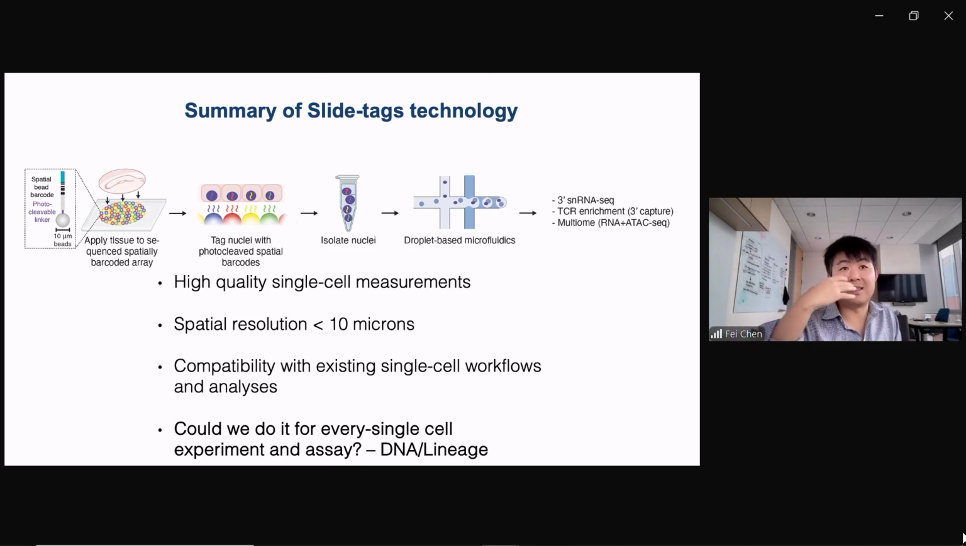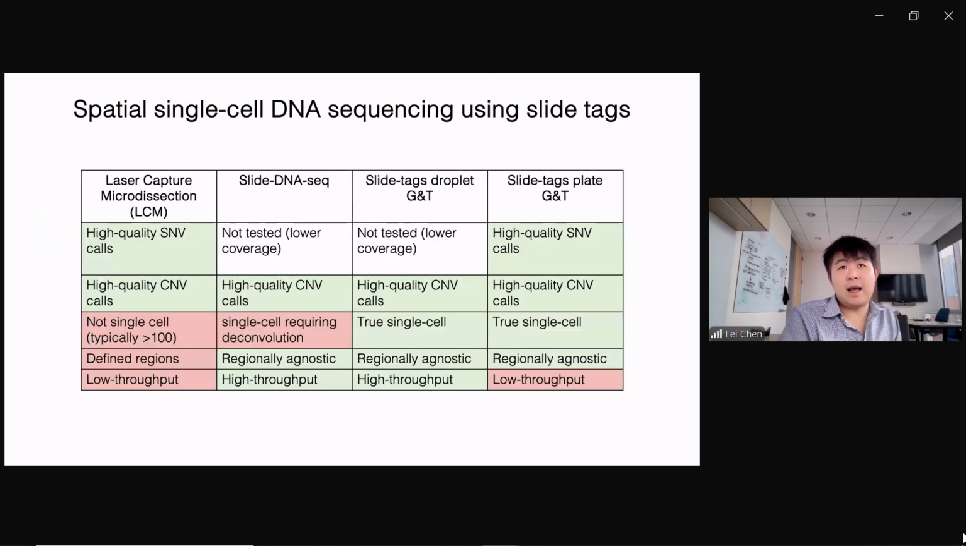It's compatible with existing single cell workflows and analysis. And then the answer is, I think we should be able to do it for every type of single cell experiment and assay. One assay that we've been quite excited about doing it for is DNA, because we care quite a lot, as you saw in the previous talks, about the intrinsic clonal evolution of cells.